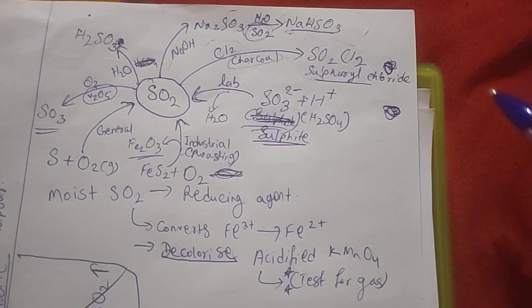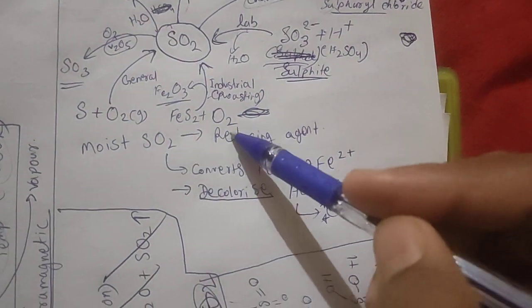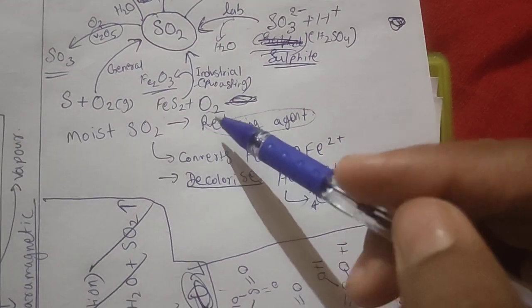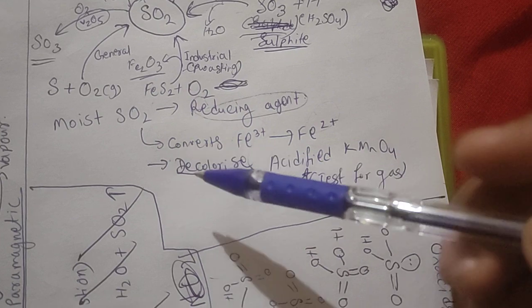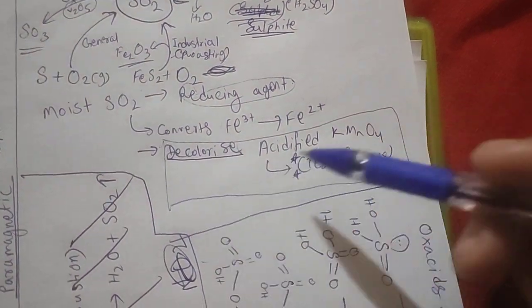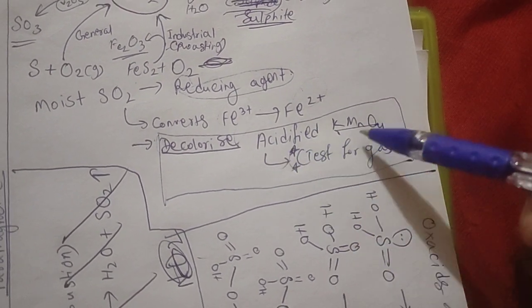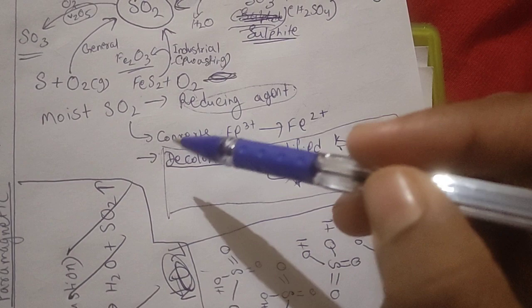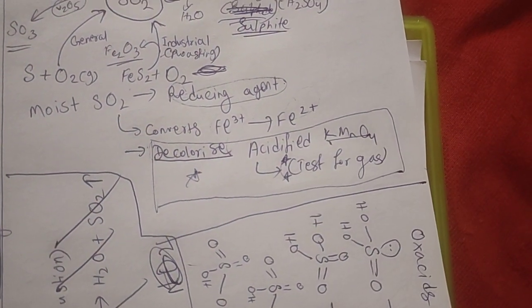And these were the reactions you have to remember. Now moist SO2 is a very good reducing agent. It converts Fe3+ to Fe2+, right. And a very important test, which is decolorization of acidified KMnO4, right. This is used as a test for this SO2 gas. It's very important. It decolorizes the acidified KMnO4.